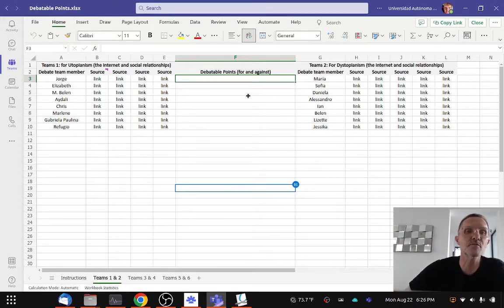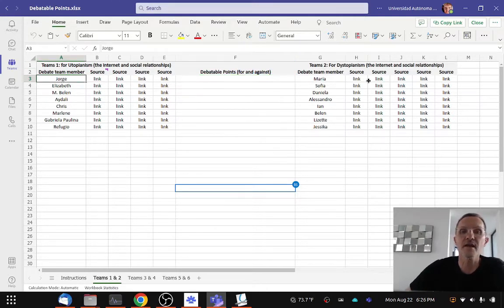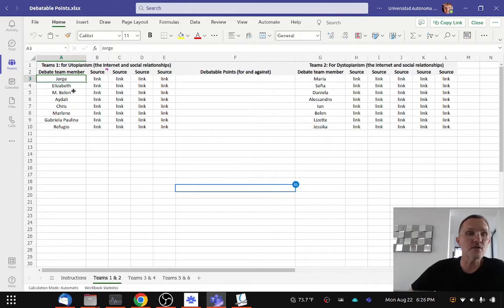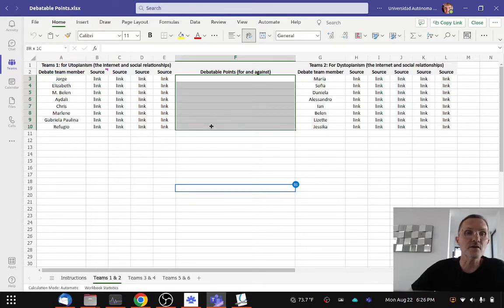Okay, so there are a lot of different points that you could include in this debate, but remember that each debatable point that's included here in column F needs to have a strong for and against. And this needs to be a decision reached by both members. So, for example, Jorge and Maria will need to get together and decide on a debate point. And at the same time, Jorge and Maria will also need to work with their respective teams so that they all agree on different debatable points that are listed here.